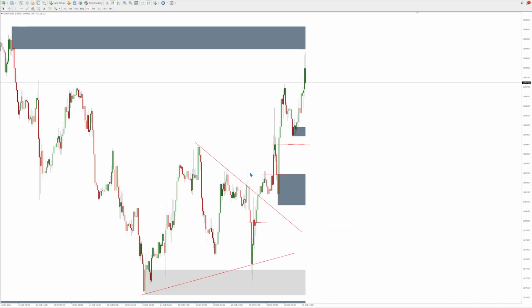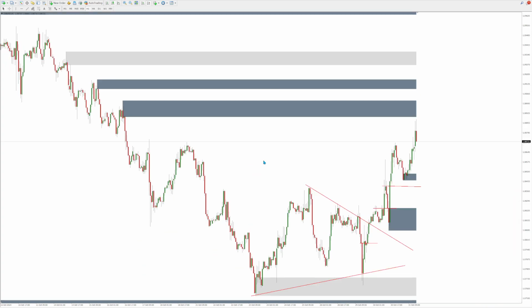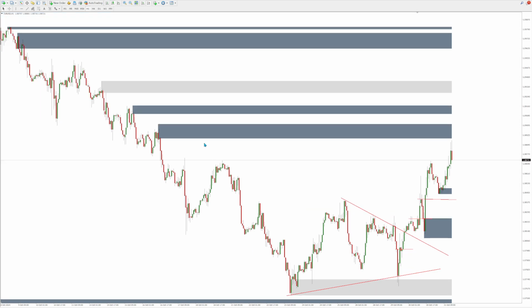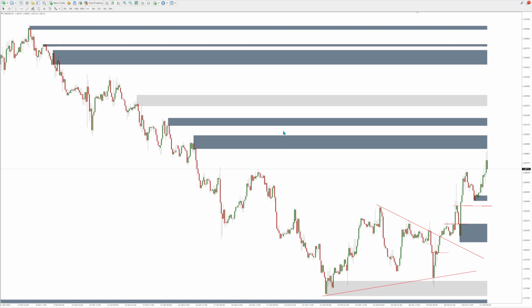So this indicator, supply and demand zones, if you don't already have it available in your platform, you can probably find it somewhere online. I downloaded this one for free. You can amend the colors as well, but just going back to what I was saying regarding the zones repainting.